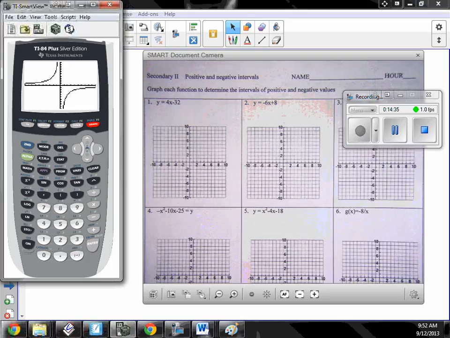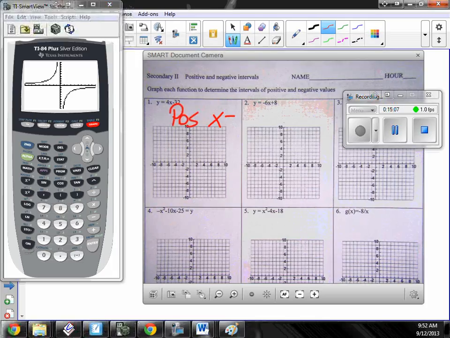When is this graph positive? But isn't that true of every graph? Every time it's above the x-axis, it's positive? What values of x give me positive y's? So from negative infinity to 0. Everything in quadrant 3, or quadrant 2. So it's positive when x equals every value from negative infinity to 0.